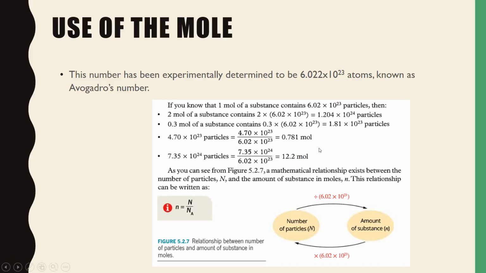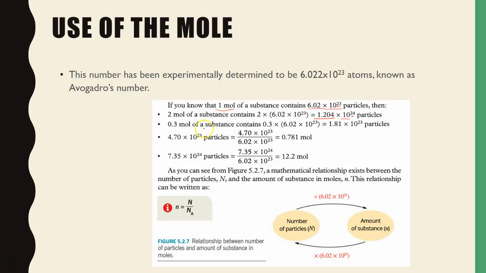If we use Avogadro's number, we can work out a number of things, and this infographic helps describe that. For example, if you have 1 mole of substance, you know it has 6.02 times 10 to the 23 particles. If you have 2 moles of substance, then you would have 1.204 times 10 to the 24 particles. You're just multiplying 6.02 by 2, doubling the number, so the exponent goes from 23 to 24.